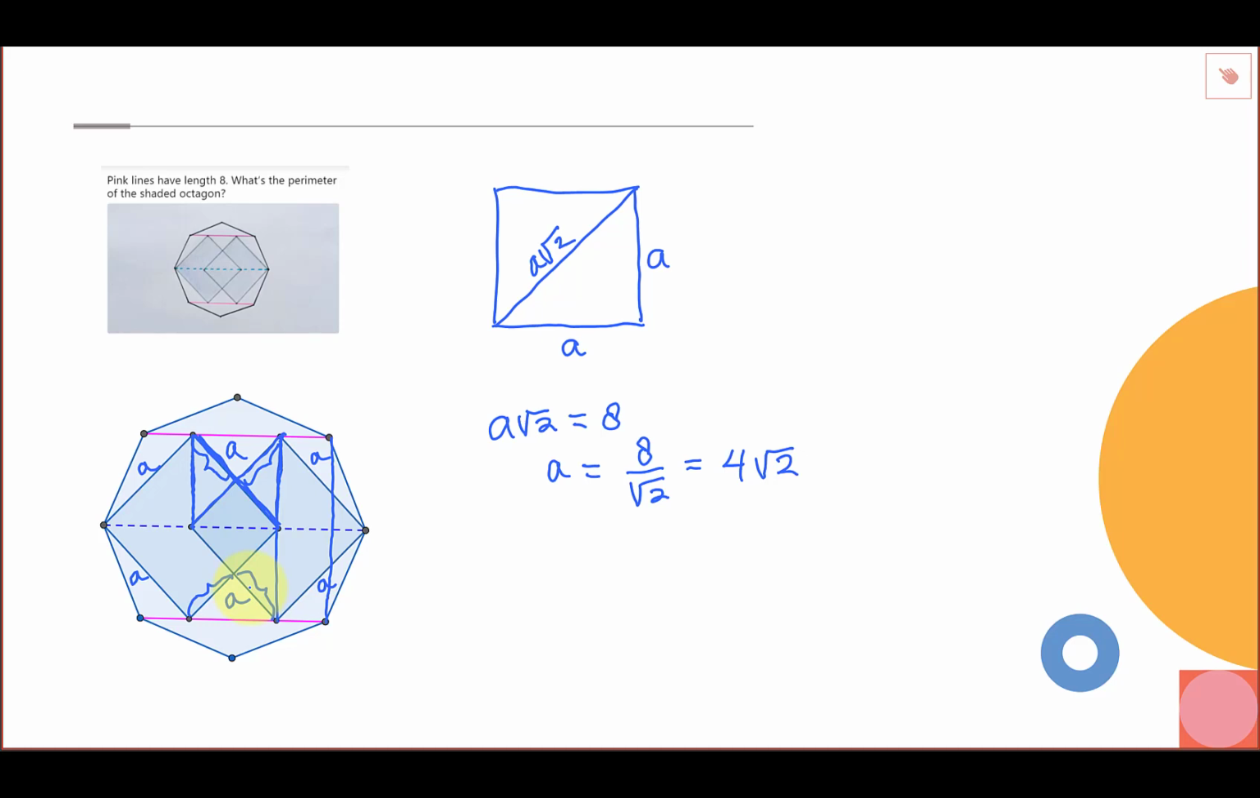Now, computing the perimeter is quite easy. We just need to see how many A's we have. So the perimeter is equal to how many A's? 1, 2, 3, 4, 5, 6. So 6 A. And since A is equal to 4 times square root of 2, the perimeter is 24 square root of 2. And we are done.